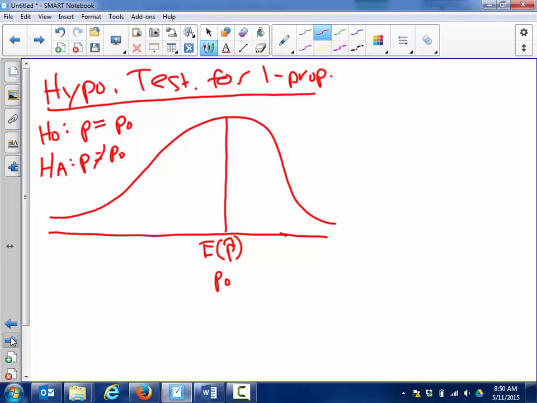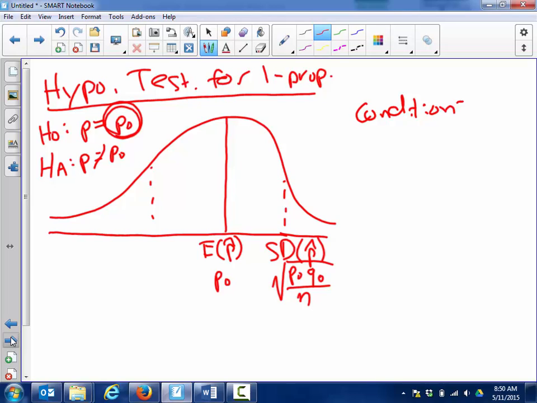Let's see. So P naught would be your assumption for where sample proportions are going to cluster around. That'll be your mean. And then here, because you're working with population information, we call this the standard deviation of P hat, which is, again, P naught, Q naught, all over N. Your null hypothesis proportion times Q naught divided by N.